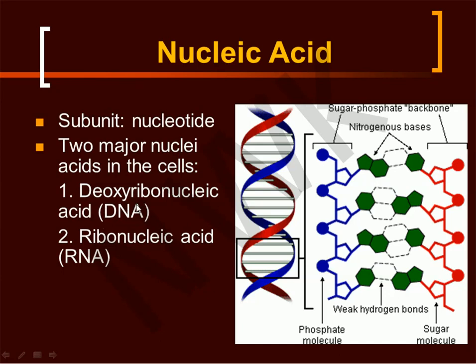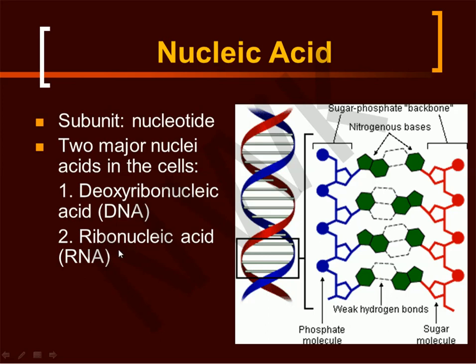One is called deoxyribonucleic acid. The other one is called ribonucleic acid. Deoxyribonucleic acid is the DNA that we commonly say. What is the function of DNA? In general, I can say the function of DNA is to control the activity of the cell, or I can say DNA carries genetic information of a cell or an organism. Ribonucleic acid we can also call RNA. The function of RNA is involved in protein synthesis.